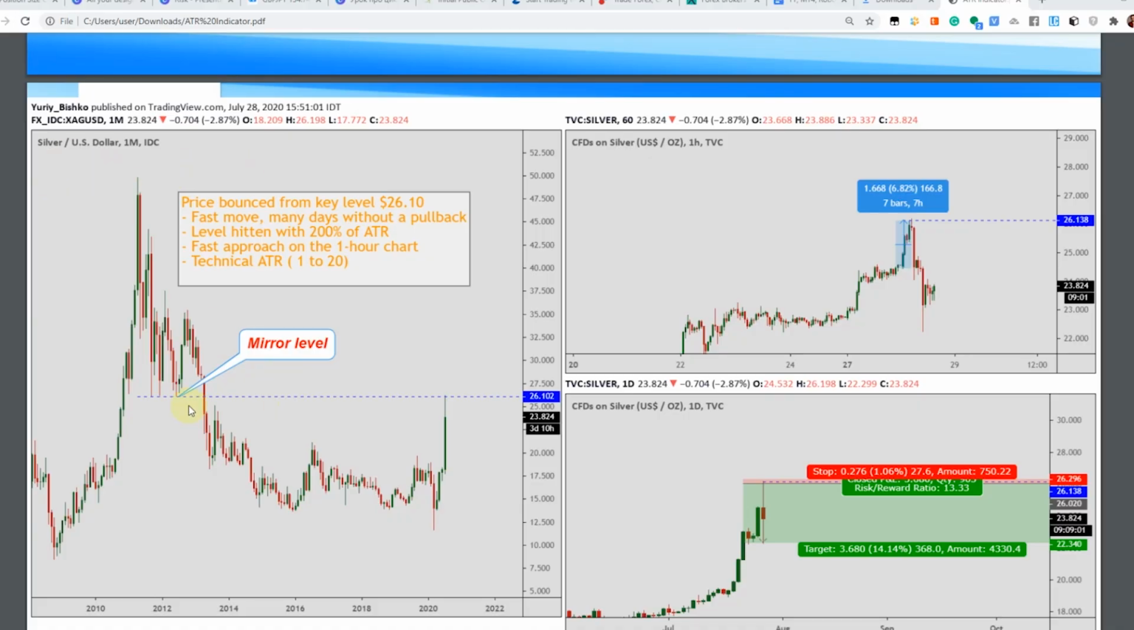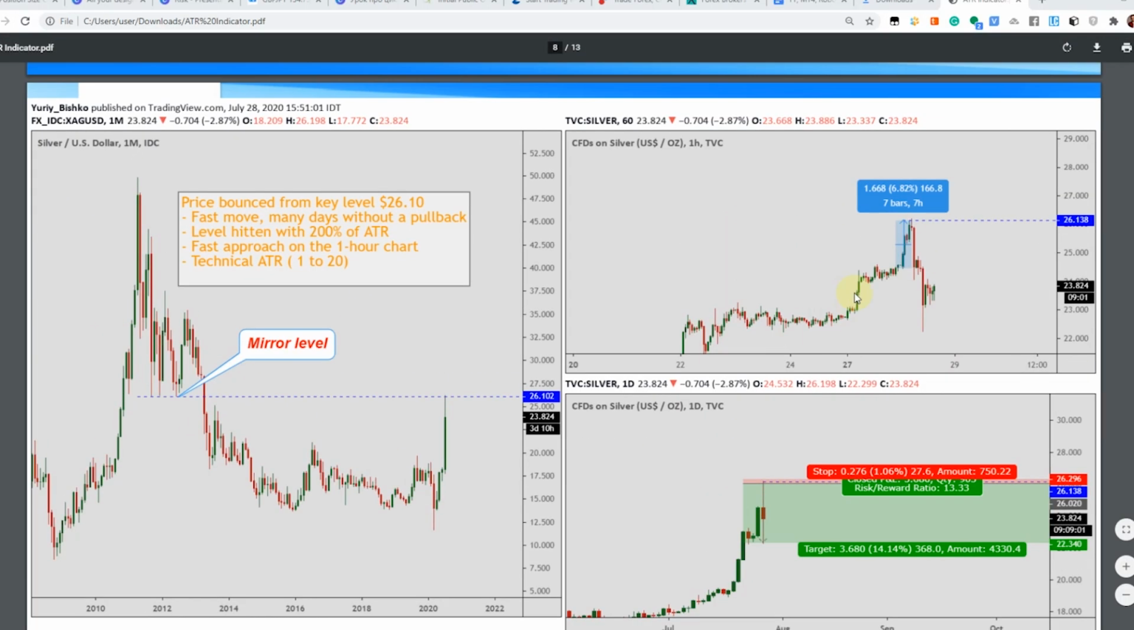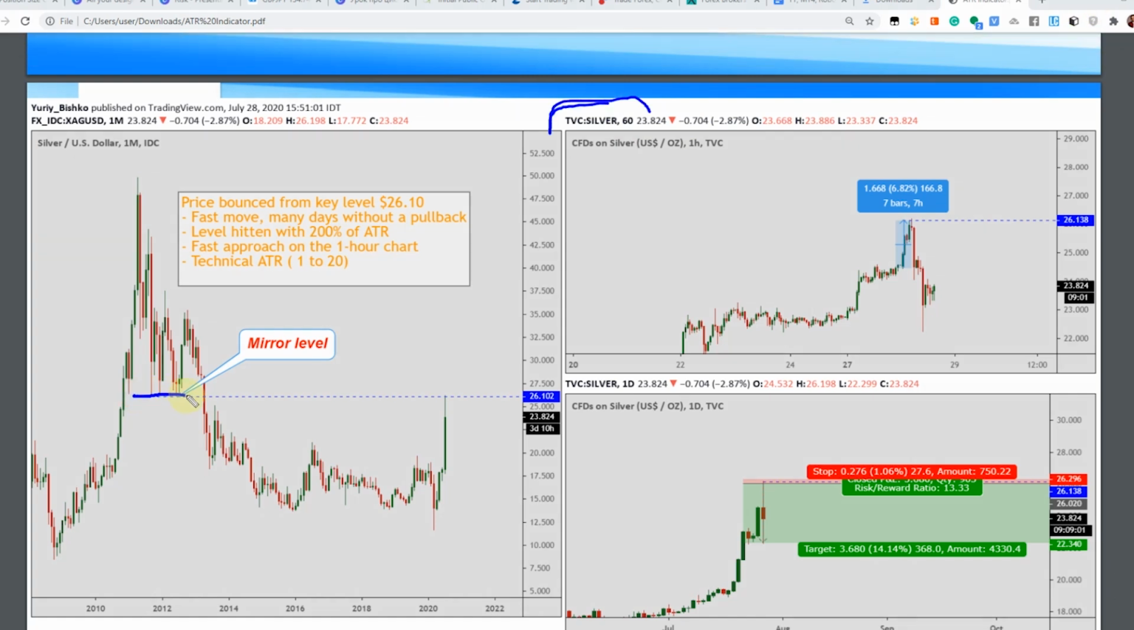Silver. Example for you, that day. Let's open a chart. As you can see, price rose that day. It is a 1 hour chart, 60 minutes. As you can see, a powerful key level, mirror level. Price rose up, double ATR here. It was 200% of ATR, 200%. And after that, price bounced back dramatically fast.